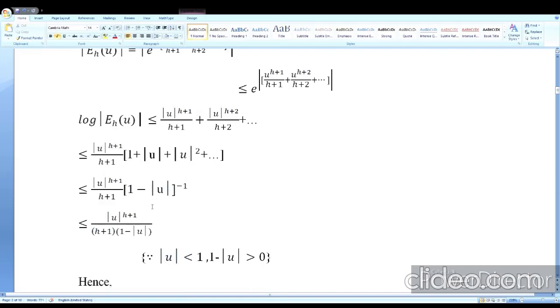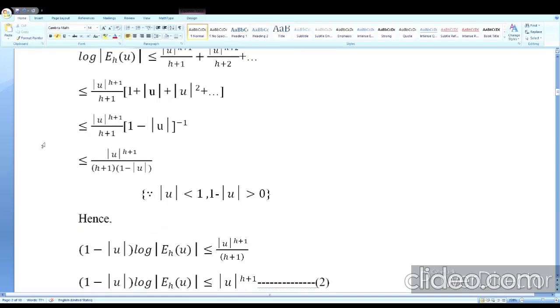And 1 − mod u, this term, is greater than 0 because mod u is less than 1. 1 − mod u is greater than 0. So we can bring this 1 − mod u to the left side. (1 − |u|) times log modulus of Eh(u) is less than or equal to |u|^{h+1}/(h+1).